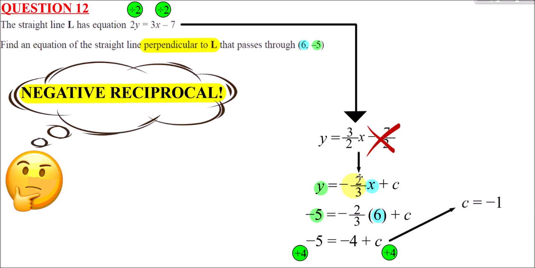So we know the gradient, the negative reciprocal of the original, is negative 2/3. We've now worked out c is minus 1. We've worked out the new m and the new c. So we've got both parts of the ingredients to give the full equation of a line. So finishing off now, we can say that this line must have equation y equals minus 2/3 of an x minus 1.